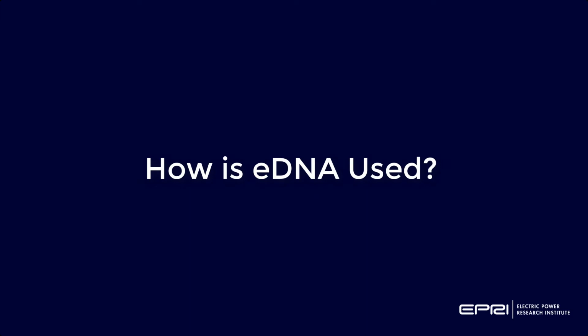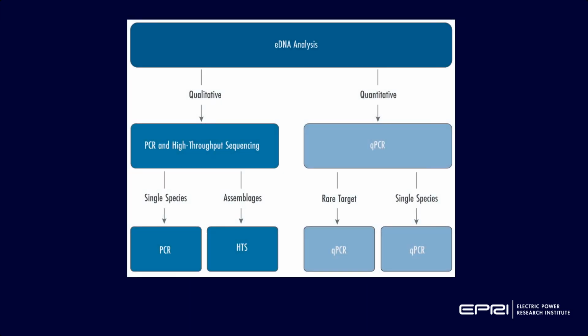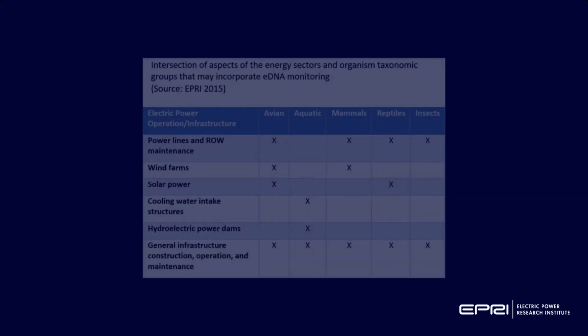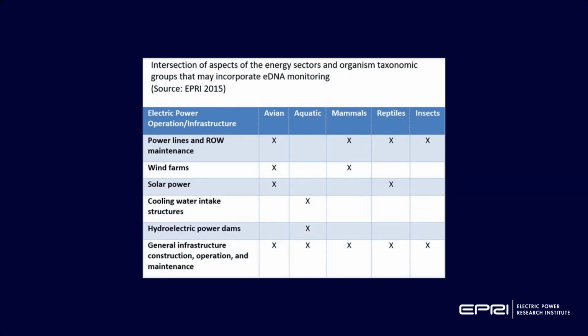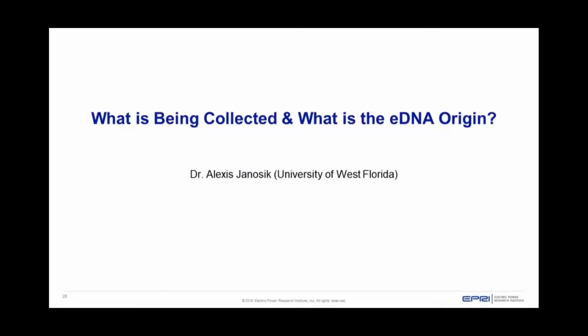Because it's such a sensitive monitoring tool, eDNA works really well when you're trying to find a rare or hard to find organism. And generally, it's used to detect a single species, but now scientists are sampling entire communities using eDNA methods. It also works well when you're trying to determine the current or historic distribution of an organism across a wide expanse and can potentially save a lot of money and effort in doing so. So we're going to cover what is being collected and then what is the origin of that eDNA.